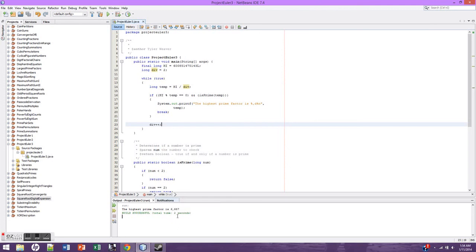If any of you have a faster solution, I will gladly post it in the description down below and give you credit for it. This is my implementation. I'm not too sure how efficient it is. I thought it was pretty good on my first try.